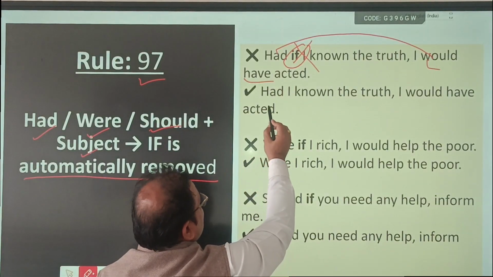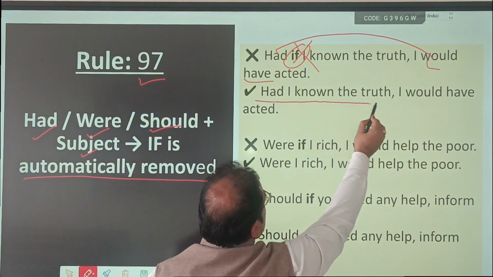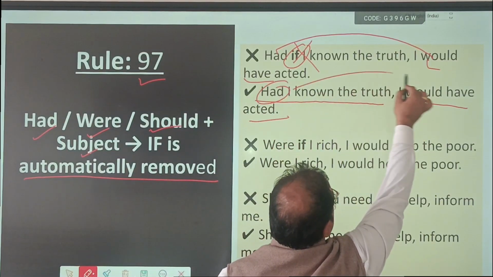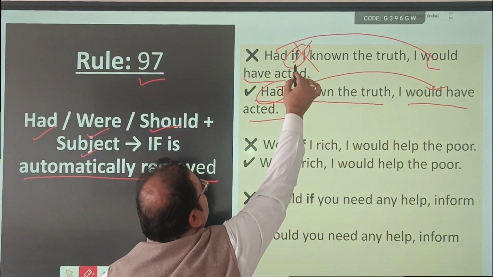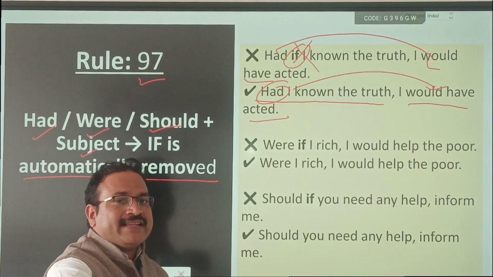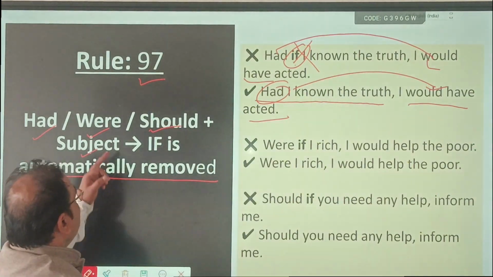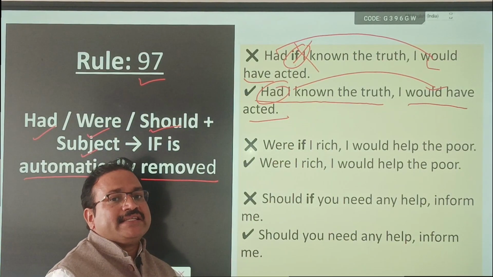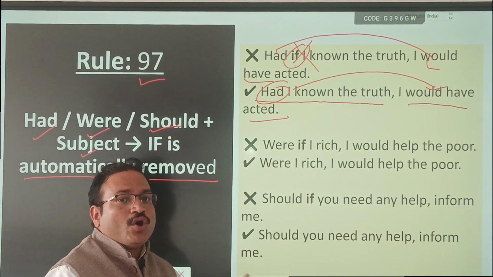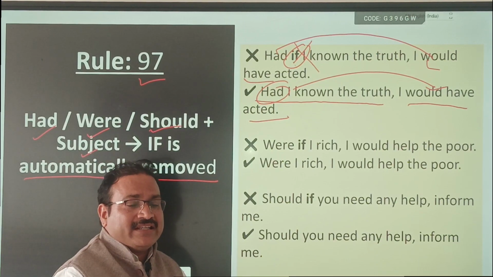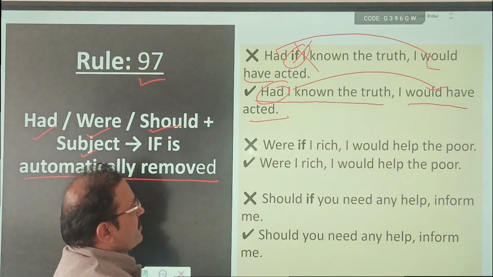So what would be the right sentence? Had I known the truth, I would have acted. Had is followed by would have. What is wrong here? If. If will not be required in a sentence beginning with had, where, or should, because when they begin the sentence, it automatically becomes conditional. So an extra conditional word is not required.